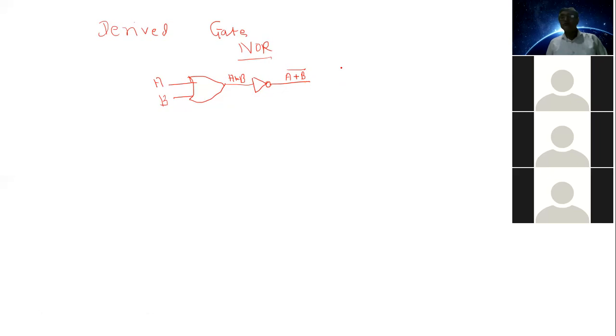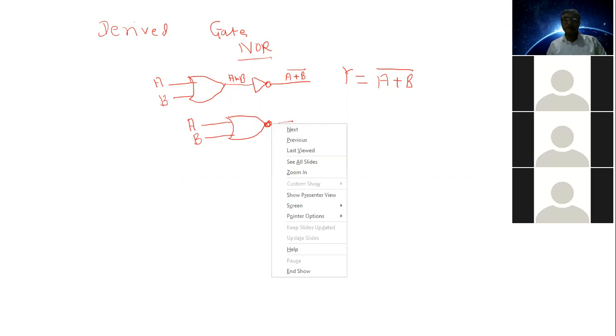That is why the Boolean equation for the NOR gate is Y is equal to complement of A plus B. Or its symbol can be drawn like this. The NOR gate is the combination of OR gate and NOT gate, and its symbol is like this. Here A, B are the inputs, and this is Y, the output. This is the symbol for the NOR gate.